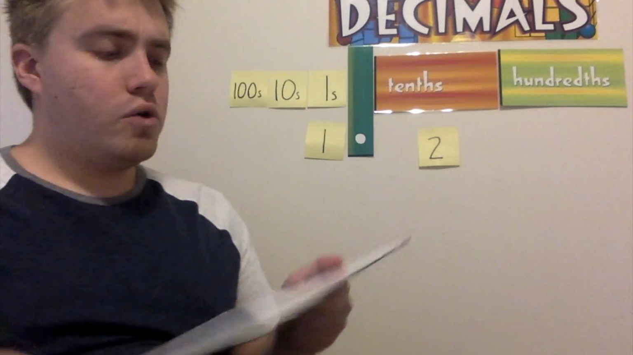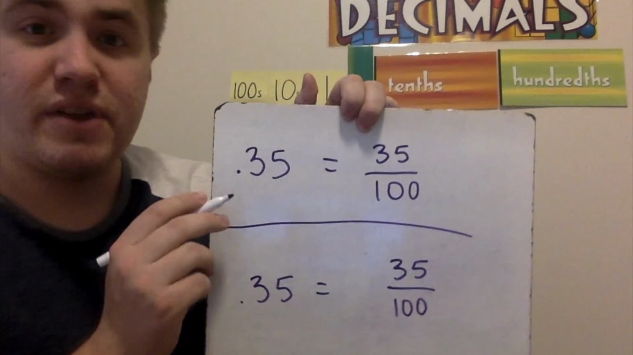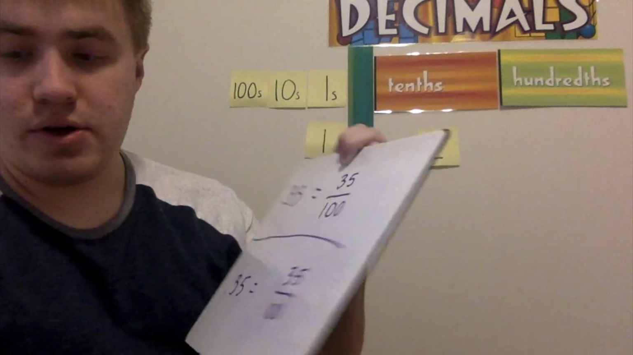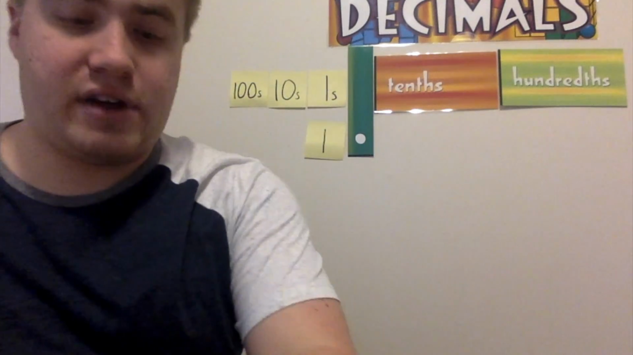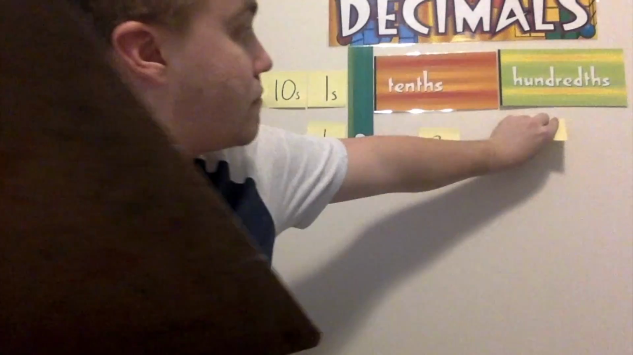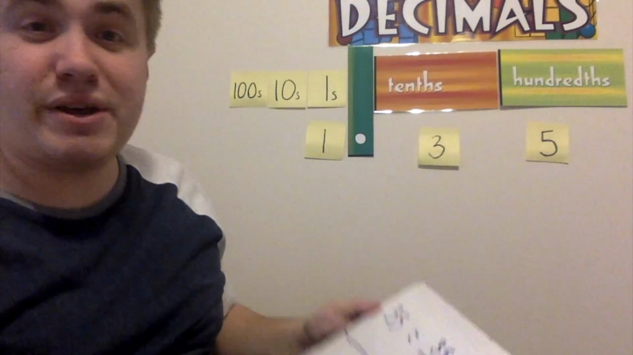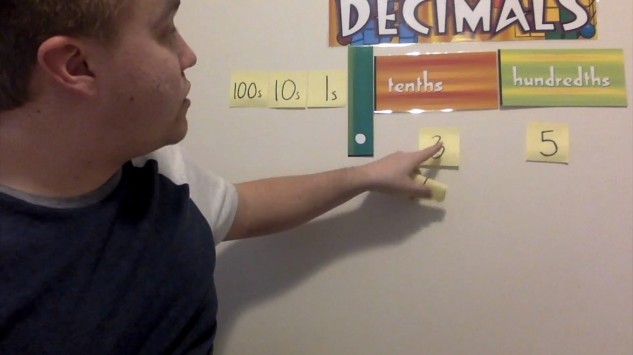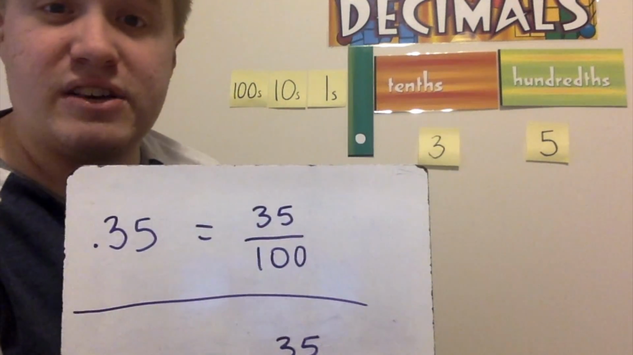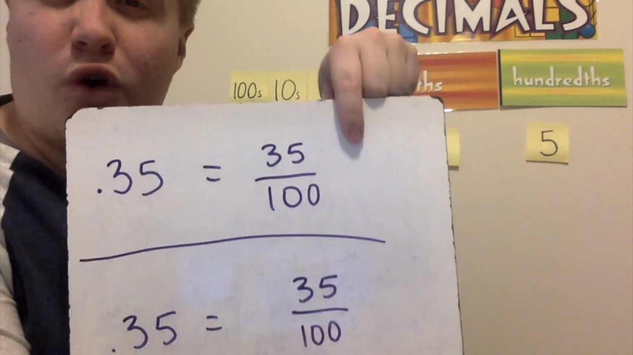But what if we start with the decimal this time instead of the fraction? If I have the decimal 0.35, we know that we can read this number as 35 hundredths, right? We have 35 hundredths, just like we have 35 over 100.